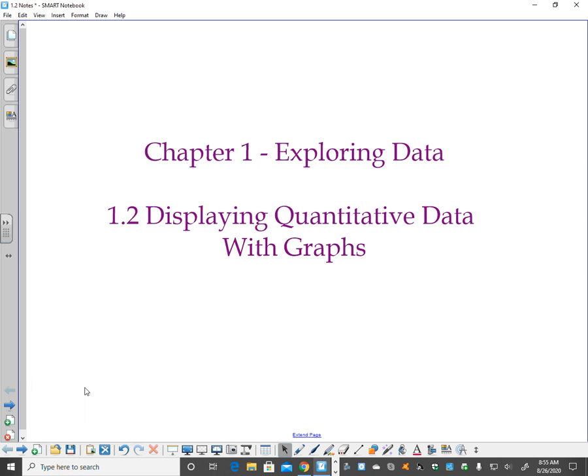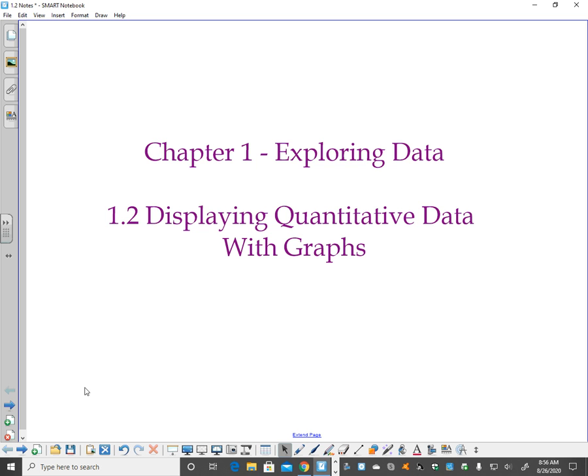All right, so today we're going to talk about quantitative data, and we're going to represent quantitative data with different types of graphical representations. So the last video was on categorical data, and if you'll remember, we used bar graphs and pie charts, and we talked about how we liked bar graphs. Pie charts are pretty, but they're hard to make.